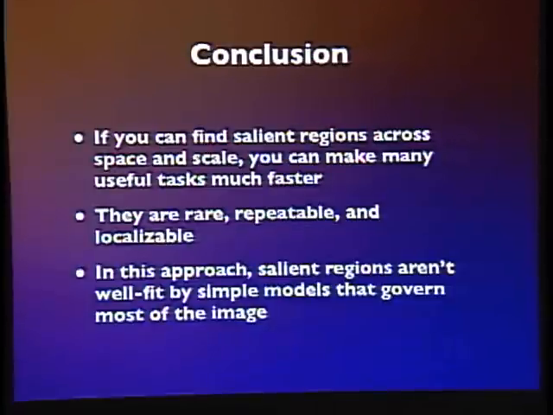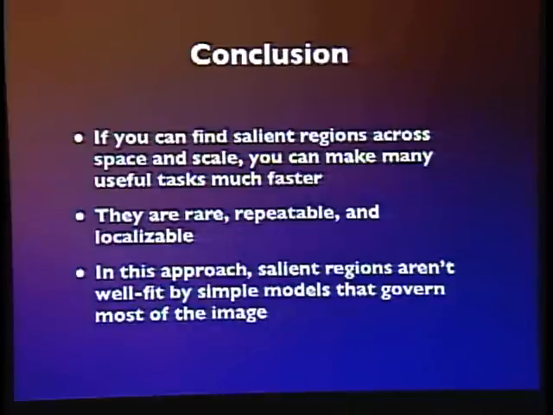So in conclusion, if you can find salient regions across space and scale, then it has the potential for making a lot of very useful tasks much faster. We're proposing here that salient regions are defined by the fact that they are rare, repeatable, and localizable. Those are your three criteria to keep in mind.